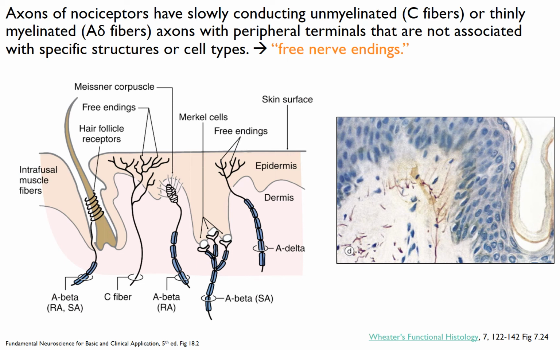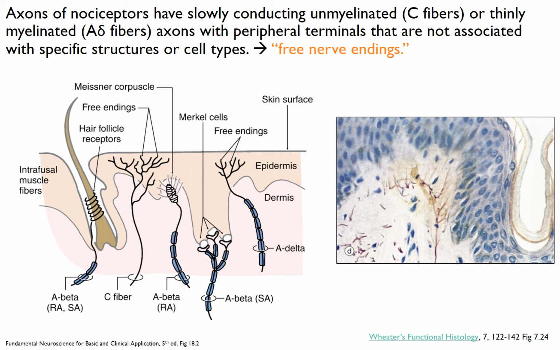Now let's look at what nociceptors are out in the skin. We know that the axons of nociceptors are either comprised of those slowly conducting unmyelinated C fibers or those thinly myelinated, a little bit faster, but not as fast as a big motor neuron, A delta fibers. And those peripheral terminals are not associated with any specific structure or mechanoreceptor or anything else out in the skin. They're just kind of free and wandering out and innervating whatever they can, like those tree branches we saw early on in this lecture series.